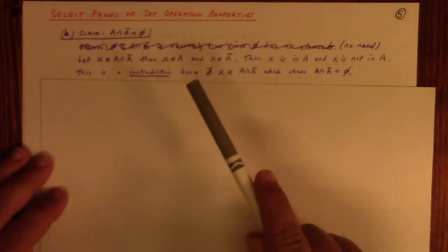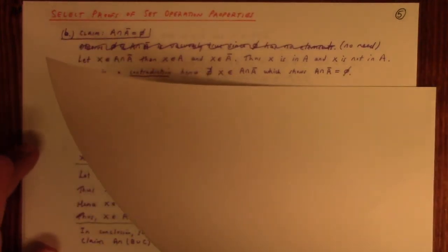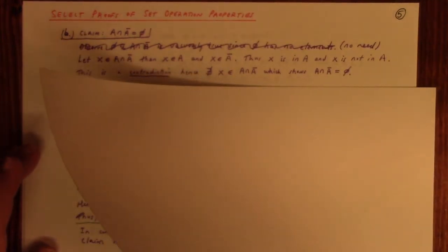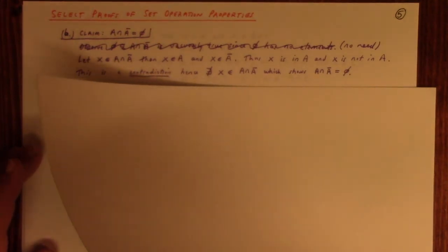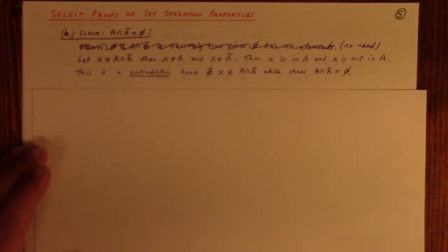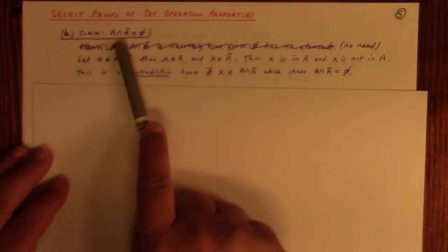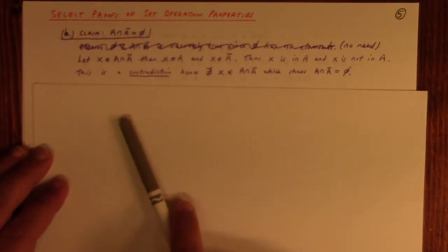So here I'm going to prove part B and part D, maybe one other, I can't remember, but there's parts A through G. I'll probably make some of those other remaining parts part of your homework to prove. Anyway, here's the first one. Claim: the intersection of A and A complement is empty.